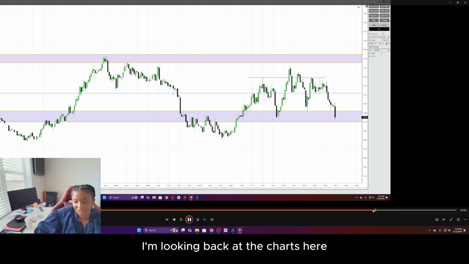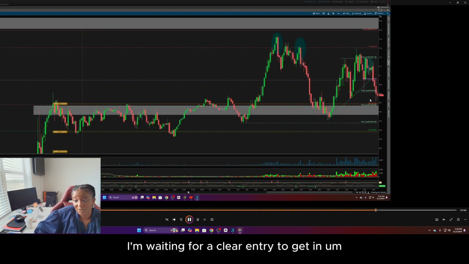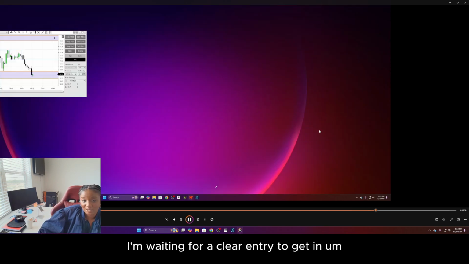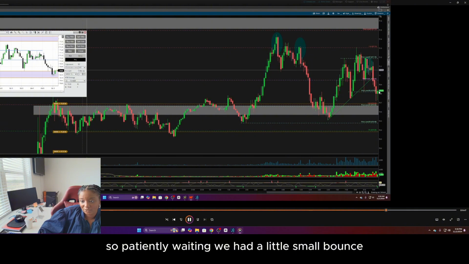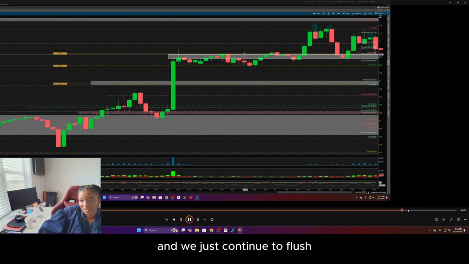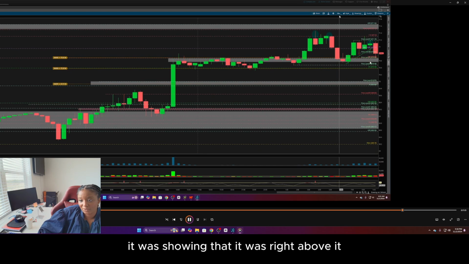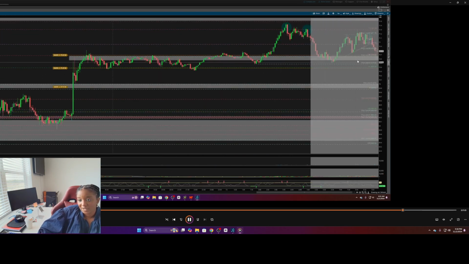I'm looking back at the charts here, and I'm just waiting for my entry. So at this point, I'm waiting for a clear entry to get in, and that was going to be right here at this level 70.39. So patiently waiting. We had a little small bounce retest try to happen there, and we just continued to flush. So right here is my gray zone. Like on the 30-minute chart, it was showing that it was right above it. So it definitely wasn't an area of interest for me to get in.